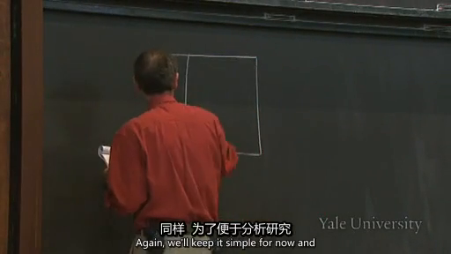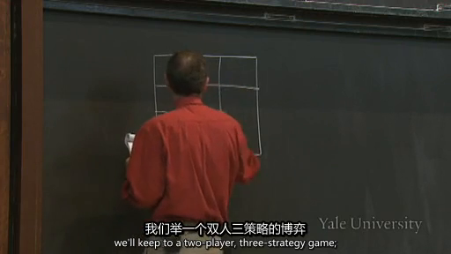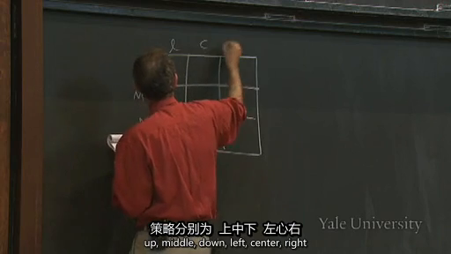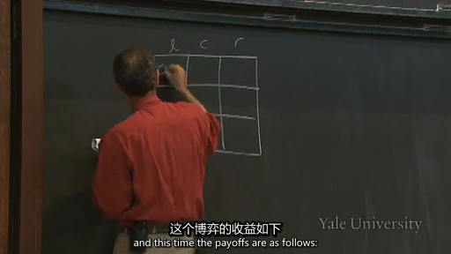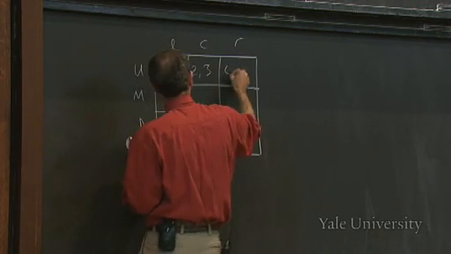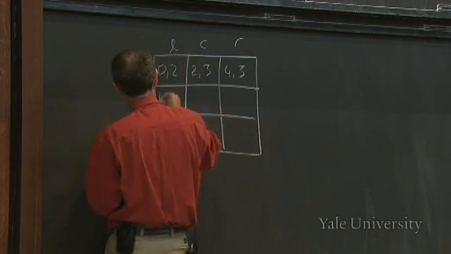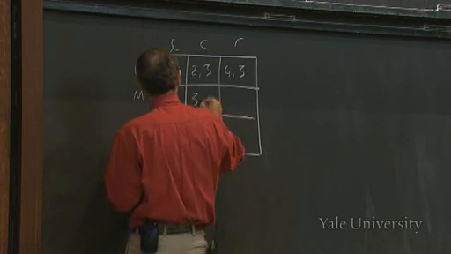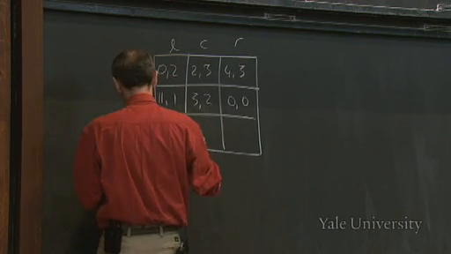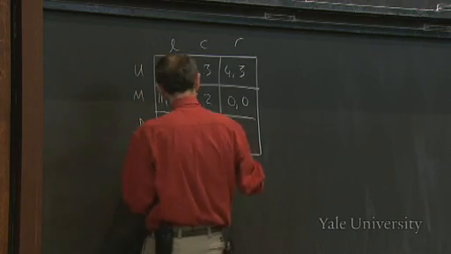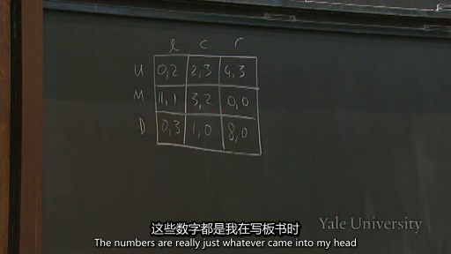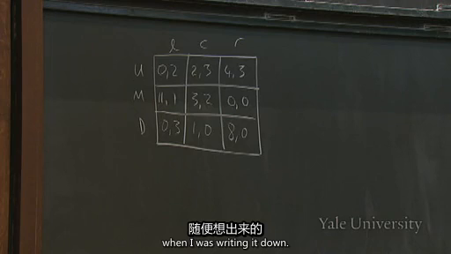And again, we'll keep it simple for now, and we'll keep to a 2-player, 3-strategy game. Up, middle, down, left, center, right. And this time the payoffs are as follows. 0-2, 2-3, 4-3, 11-1, 3-2, 0-0, 0-3, 1-0, and 8-0. So this is a slightly messier game. The numbers were really just whatever came into my head when I was writing it down.